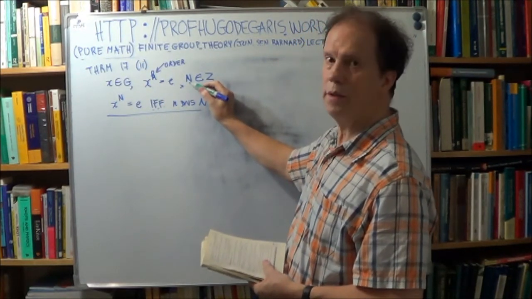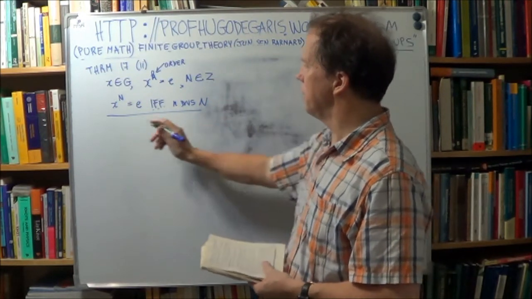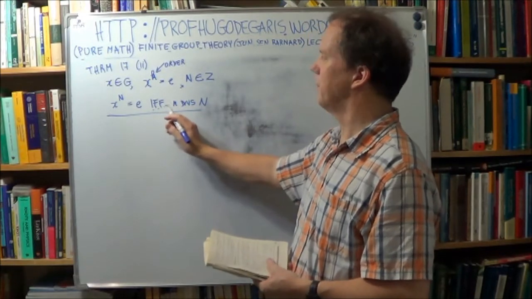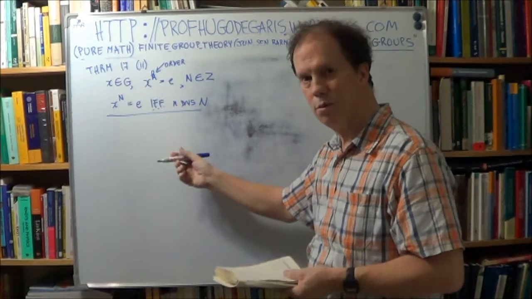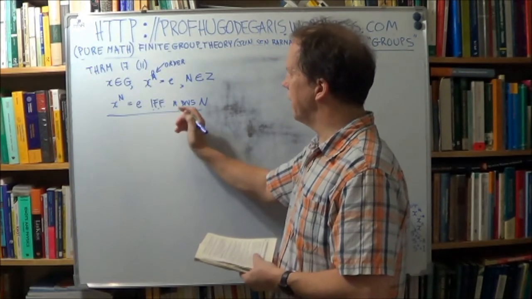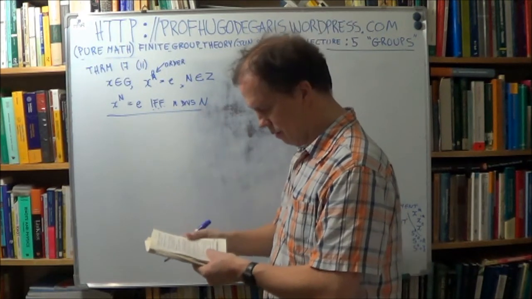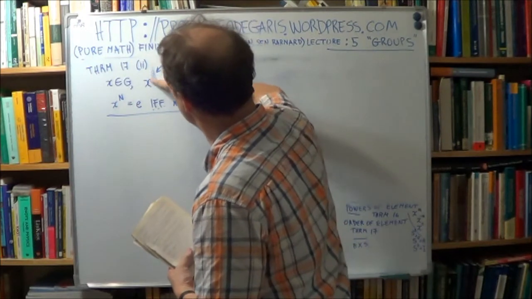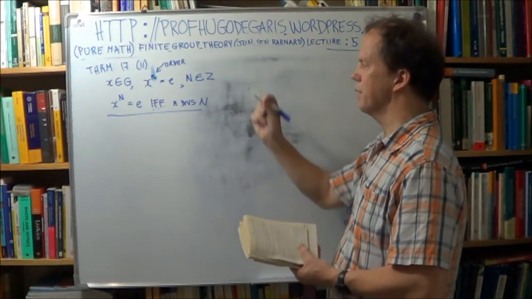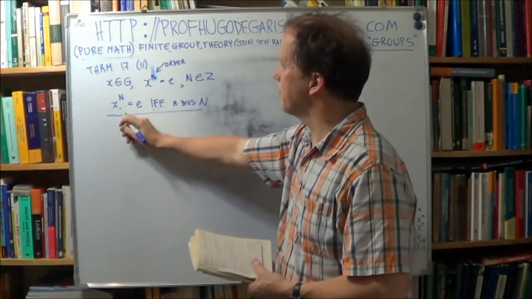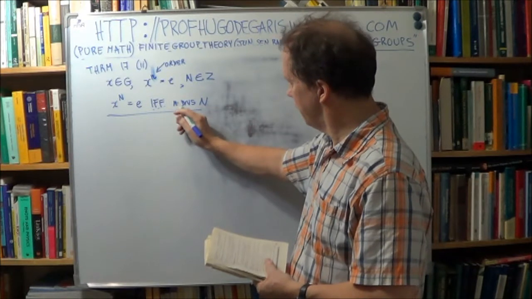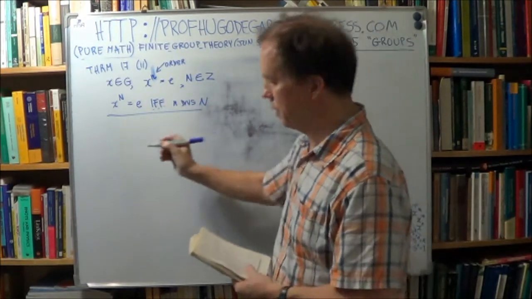You're given a big integer, big N, that belongs to the integers, and here's what you have to prove: that X to the big N equals E if and only if little n divides big N. So we have to prove it both ways. I've done this several times now, so I assume you're fairly familiar with how to go about this. Little n is the order, and big N is just an integer. So X to the big N is the unit if and only if the order of this element, little n, divides this big N.